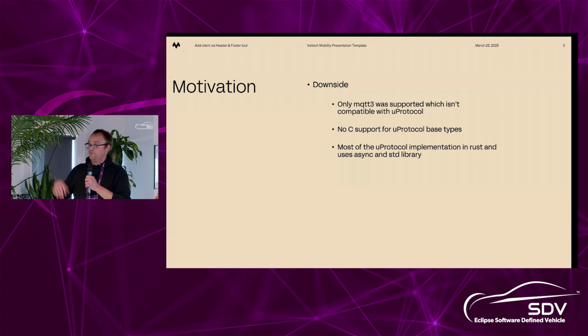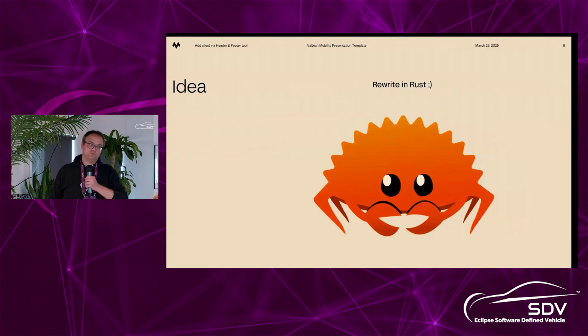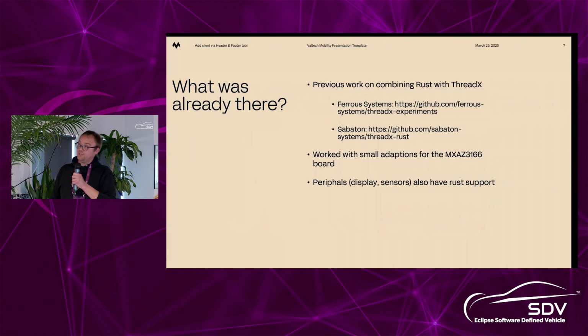So you have threads and memory allocation, so heap allocation and so on, which is kind of different in an embedded system. So what we came up with, and here's the crux, was to try to rewrite it in Rust, or port the stuff that we have written to Rust. We didn't have to start from scratch. That was great. So there is previous work on this combination of ThreadX and Rust.